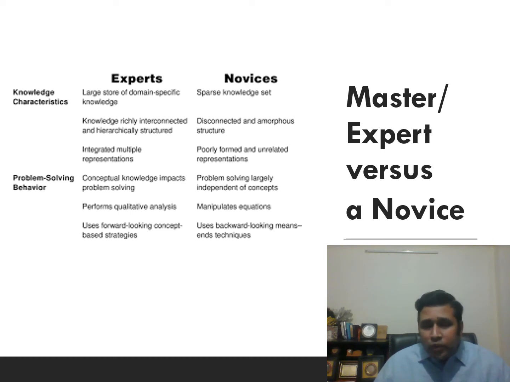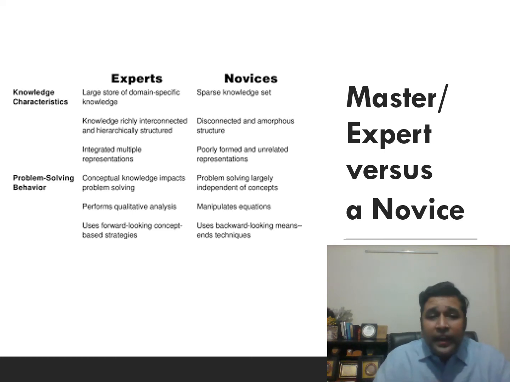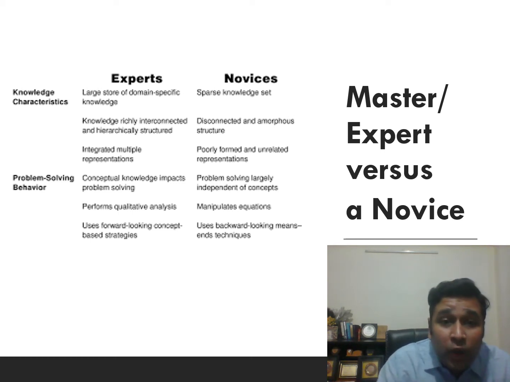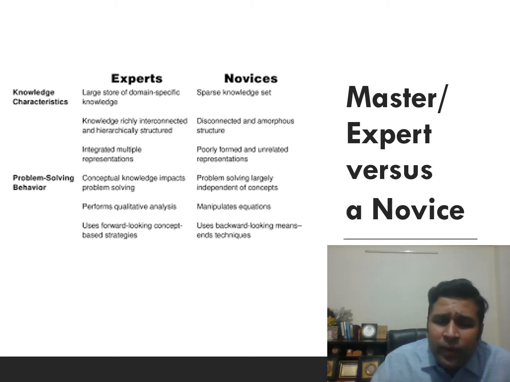Coming to problem solving behavior, the problem solving behavior of a novice will be largely independent of concepts, while for an expert, conceptual knowledge impacts problem solving. So an expert will be able to understand the concept behind what is happening, and he will be able to relate it to the concept, and that is how he solves the problem.